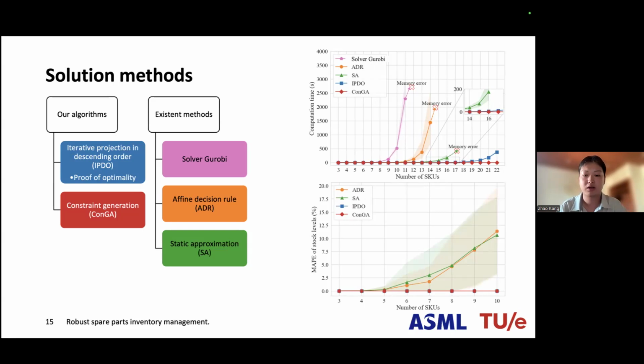We compared the MAPE values of the stock levels. It's clear that when we're increasing the number of SKUs, for both of the approximation methods, the error will increase very quickly. However, our algorithms can still achieve optimality.